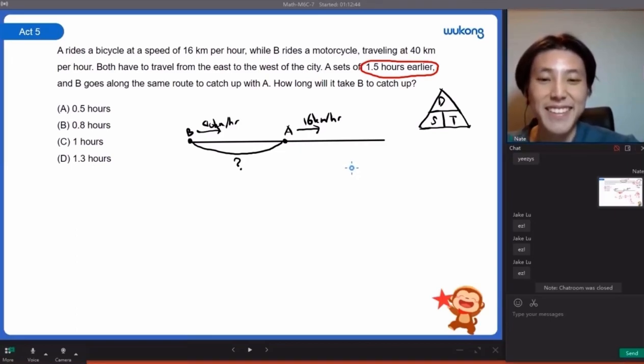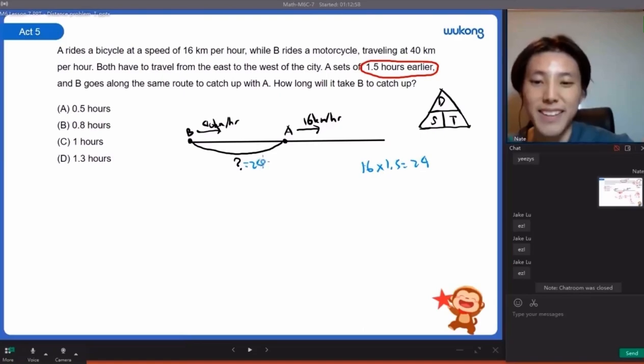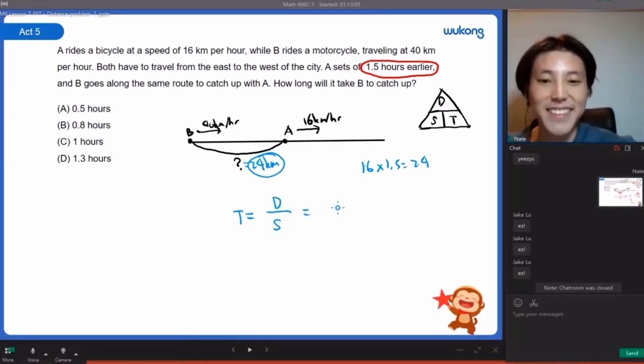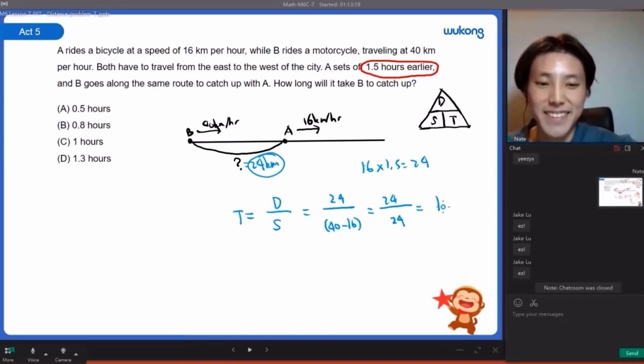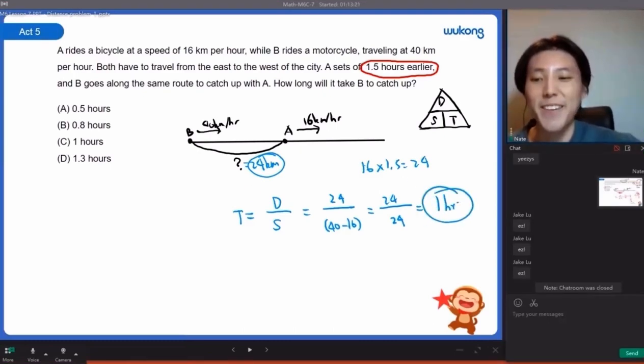So the distance A travels is 16 times 1.5, which is 24. So 24 kilometers between them. And then using the pyramid, you're looking for the time, so time is the distance over speed. Your distance is 24 and your speed is 40 minus 16. 24 divided by 24 is 1. So it's 1 hour. There we go. Very good, Emma. Nice and easy.